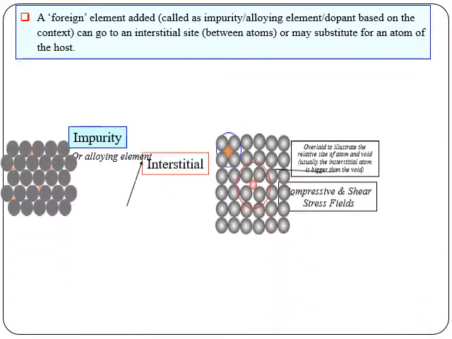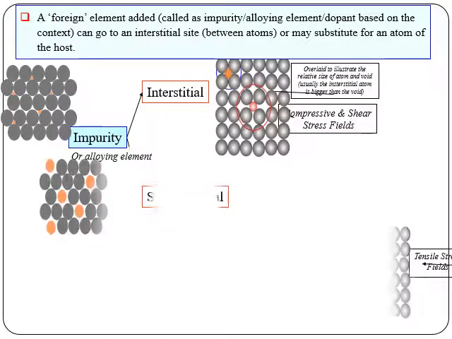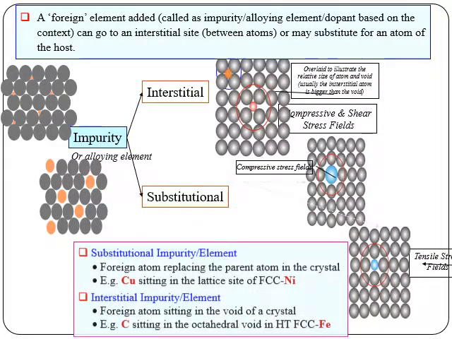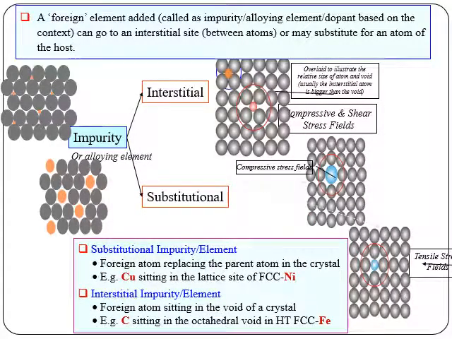So this is an interstitial, and this is a substitutional. You can give an example: for a substitutional it is copper and nickel, where copper and nickel atoms have the same radii. And for an interstitial, a foreign atom, that is carbon, occupies the interstitial position in the FCC of iron or the BCC of iron. That is how exactly it is created.